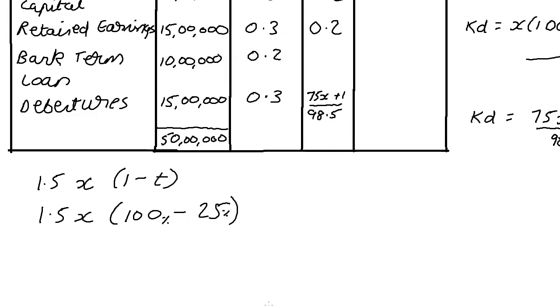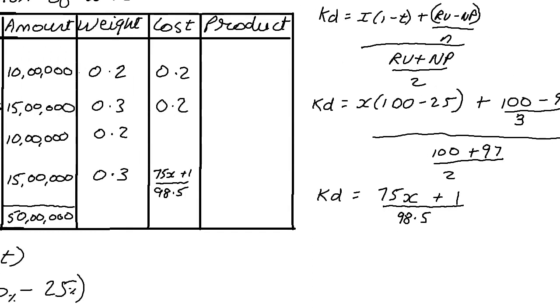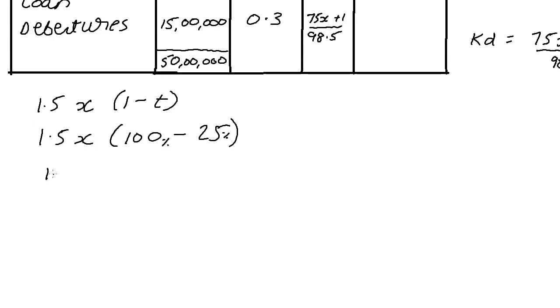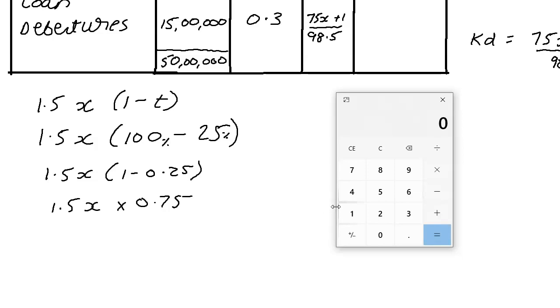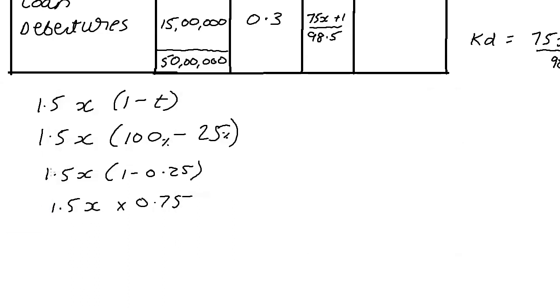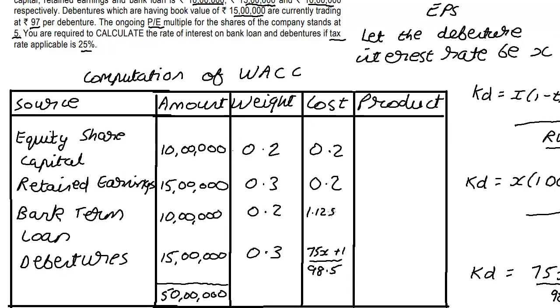And unlike in the case of our debentures where we had a redemption value and net proceeds and we had to stick to percentages, over here we can very well convert it to decimal. So 1.5x into 1 minus 0.25, so 1.5x into 0.75. I'm going to do that on the calculator. So we have 1.5 multiplied by 0.75, which is 1.125. So our KD, where there is no worry about redemption value and net proceeds, we can simply use the irredeemable formula. Even if you use the other formula, you're going to come up with the same numbers. Now, my final KD is 1.125x. And I can add that here, 1.125x.